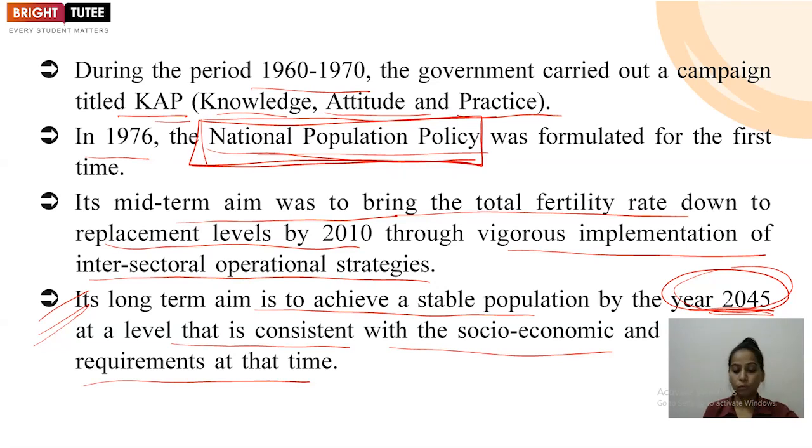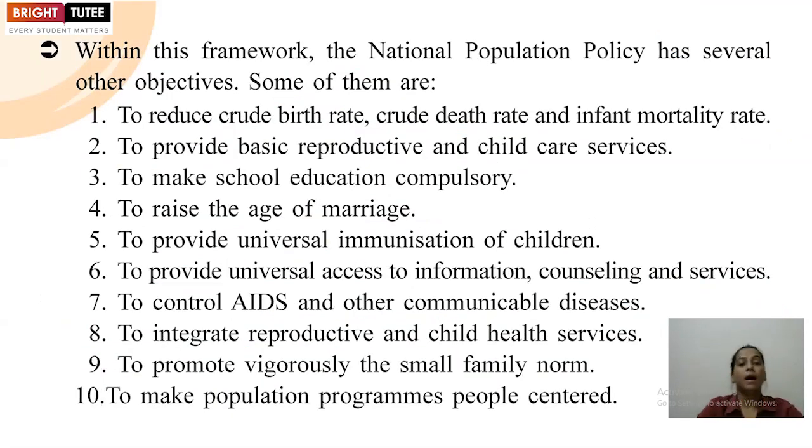So we are going to correlate it with the status of the people, also the condition of the society, and focusing so that the people are able to get access to the available resources to them, the available resources in their country. So the main focus is till 2045. And within this framework, the National Population Policy, they have several objectives.